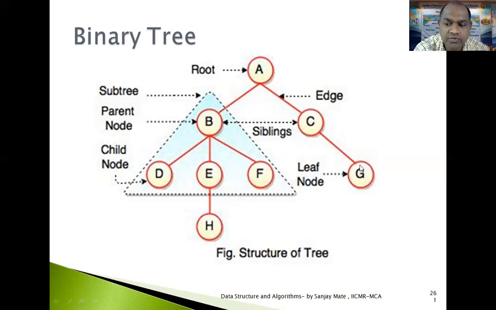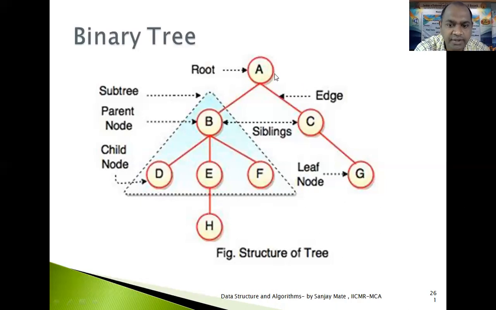The last node, which does not have any child nodes, is called a leaf node. Here G is a leaf node, H is a leaf node, F is a leaf node, and D is also a leaf node. B is called a parent node. So this whole thing is called a tree, and this is also a subtree of this particular whole tree.